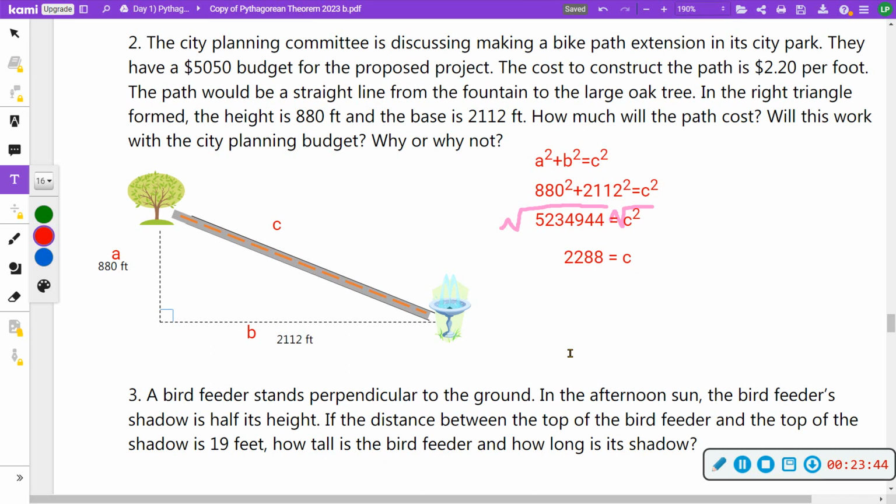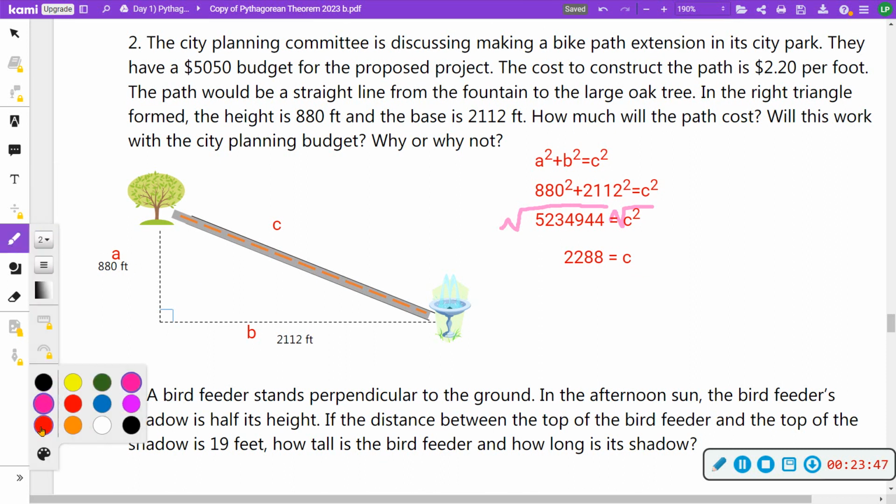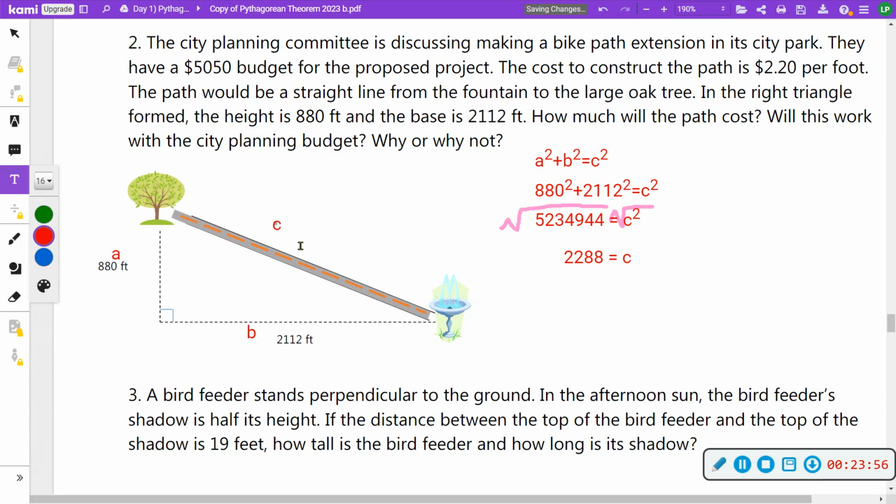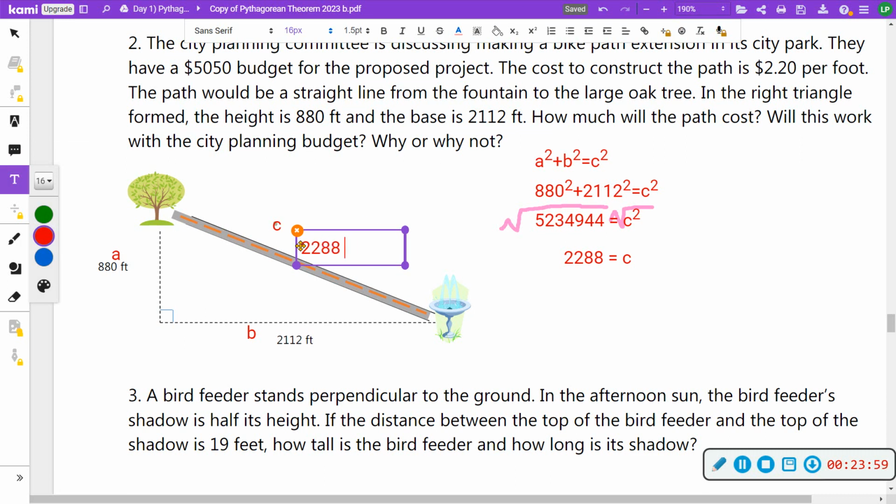All right. So this is how many feet this is. This is 2,288 feet from here to here. But the cost to construct the path is $2.20 a foot. Well, I know how many feet it is now, so I would take that times 2.2, and this is going to be the cost. We'll take that times 2.2, and I get $5,033.60.